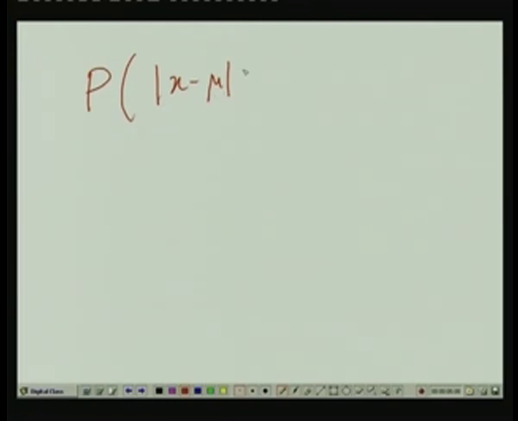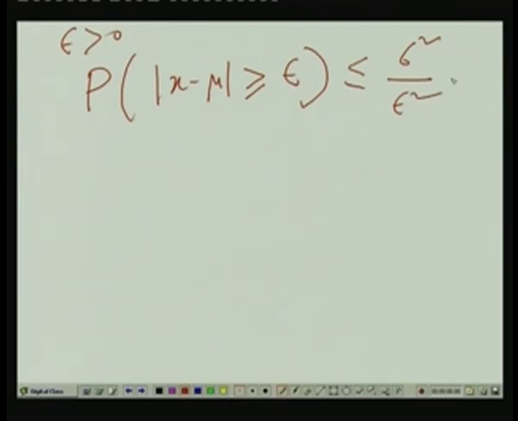If this is greater than or equal to some positive constant epsilon, epsilon greater than 0. Okay. So the probability that this deviation has magnitude greater than or equal to epsilon is always less than or equal to sigma square by epsilon square.